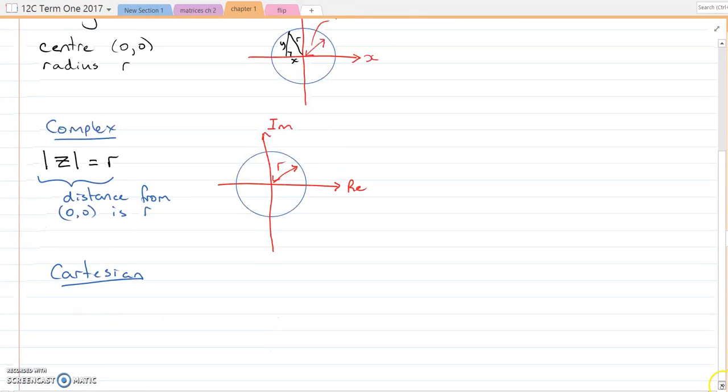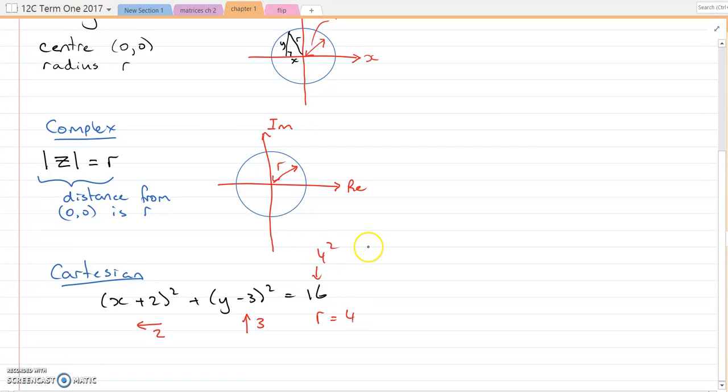Now we can shift these circles. In Cartesian, we might have had something like (x plus 2) squared plus (y minus 3) squared equals 16, for example. This one, the plus 2, remember it's the opposite. If it's a plus in the x, we're actually shifting left 2. And if it's a minus in the y, we're actually shifting up 3. And the radius equals 4, because this is 4 squared.